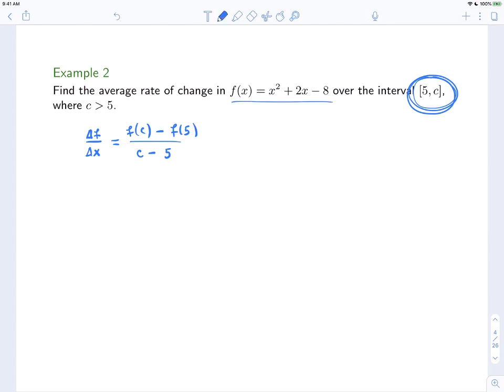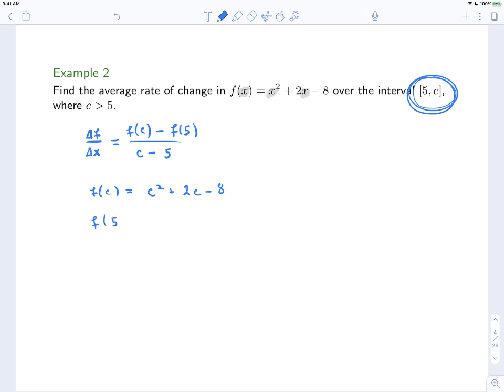Okay, so let's actually compute these. Well, we need to use this formula. So let's compute f at c. So f at c is equal to what? Well, here the input x is the letter c. So that means we just replace every place where we see an x. So this is f at x, but x is equal to c. So every place that you see an x, you just replace it with c. So this becomes c, this becomes c, and that becomes c. So it's going to be c squared plus 2 times c minus 8. So that's f at c.